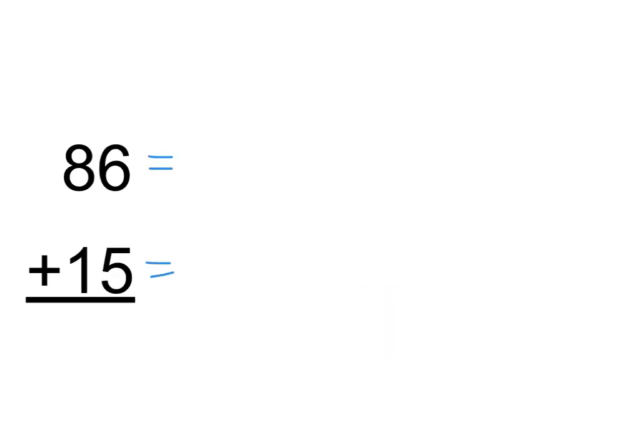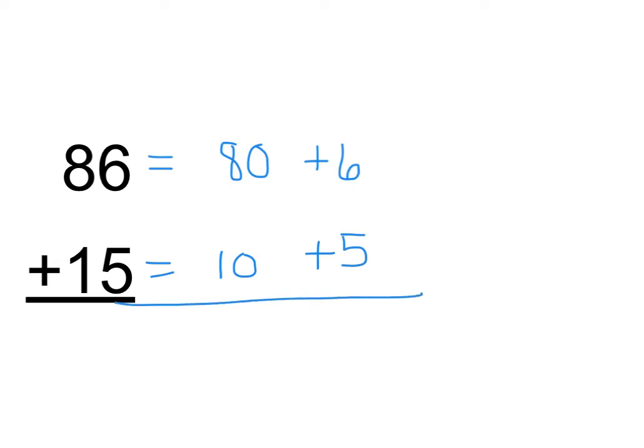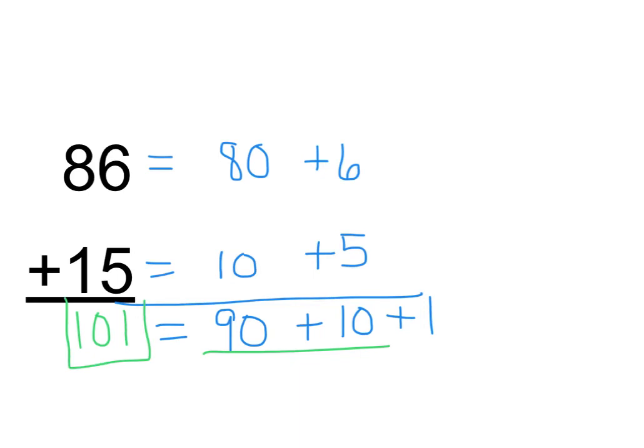86 plus 15. 80 plus 6. 10 plus 5. 80 plus 10 equals 90. 6 plus 5 is 11, or 10 plus 1. See the partners to 100? So 101.